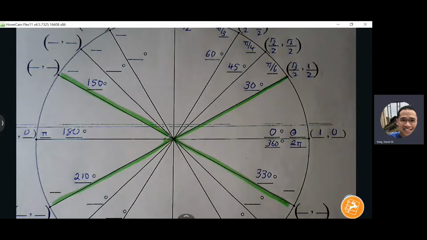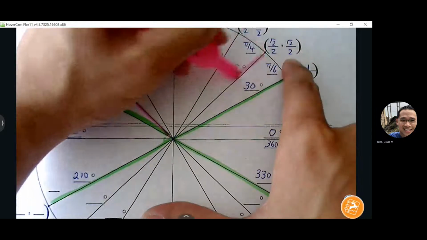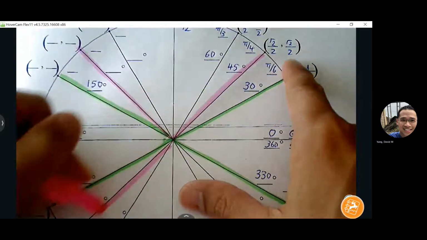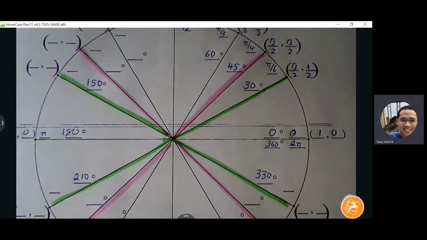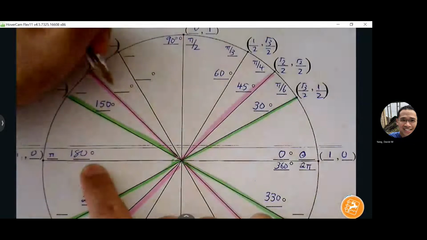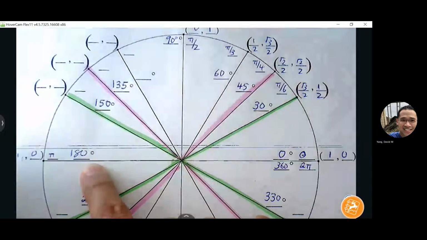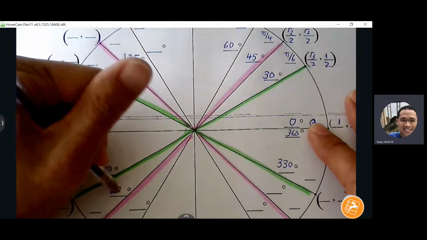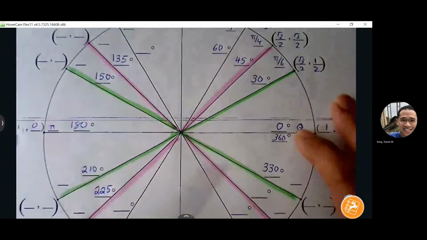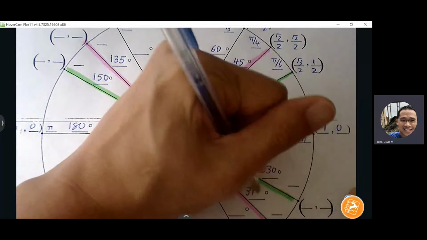All the angles in between are going to be 45 degrees away from the x-axis. So 180 minus 45. 180 plus 45, 225. 360 minus 45, 315.